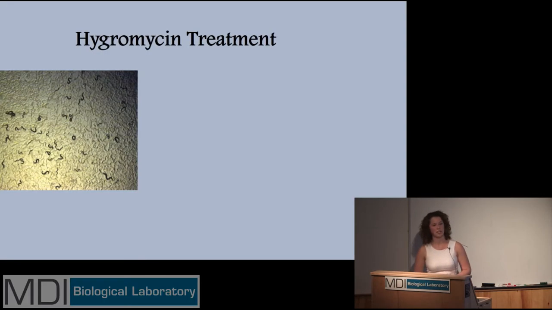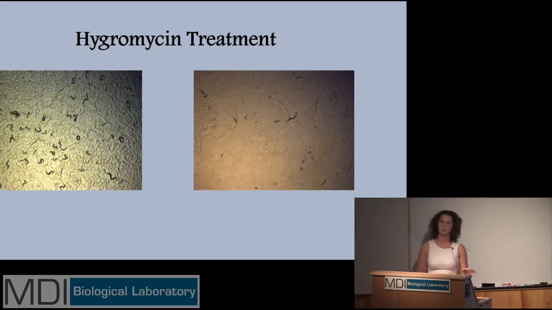So after we inject, we look for the first of our 2 phenotypic markers, and that was that rolling phenotype. So on any plates that we saw rolling worms, we then needed to test our second phenotypic marker, which was the hygromycin resistance. So we added hygromycin, and this will kill off any worm that wasn't carrying our complete cassette. So this was most of the worms.